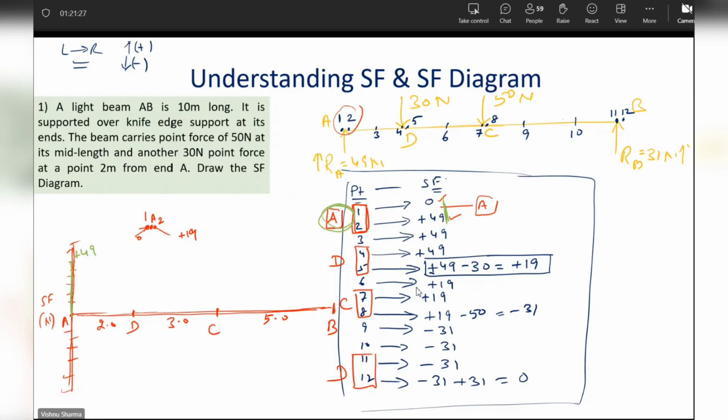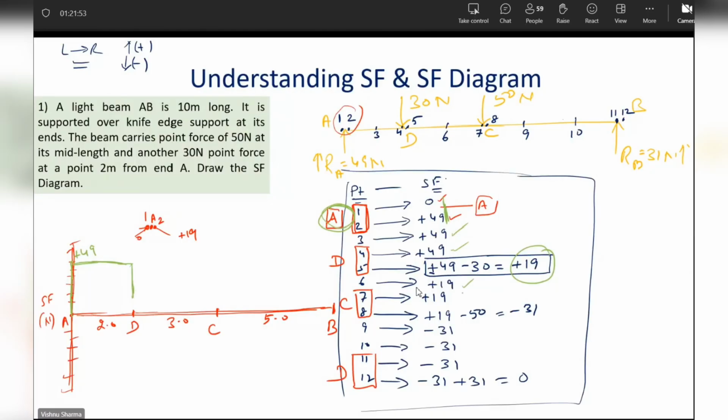Yes, sir. Then it remains plus 49 at 3, remains plus 49 at 4. That means it remains plus 49 up to D here. And at D, it changes from plus 49 to plus 19. That means somewhere here, the change takes place and brings it to plus 19.